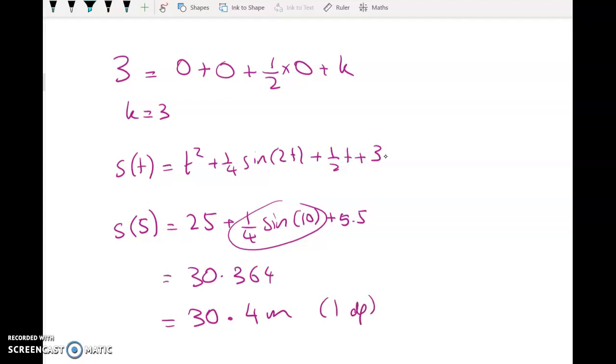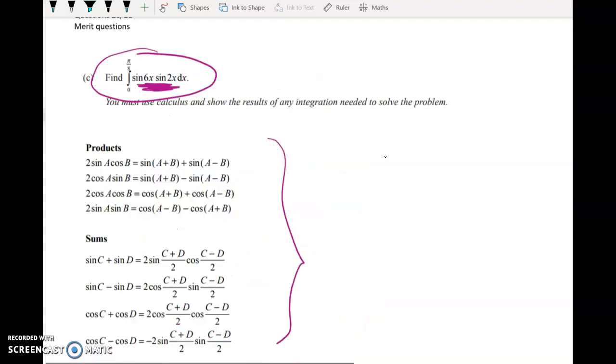Right, question 2, sorry. Question 2 merit. Well, I've given you a big hint for this one already, so this should be really fast. We can't integrate this easily, so we're going to use our sums to product rules. We know that 2 times sine is equal to this.